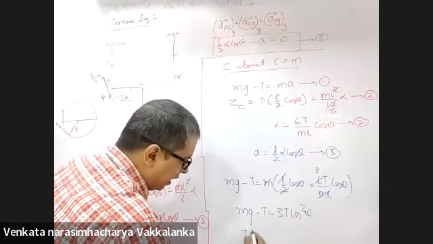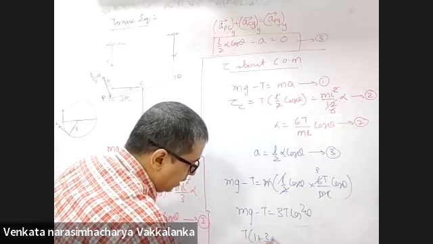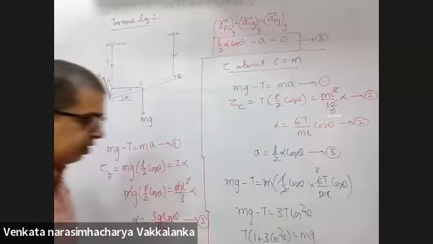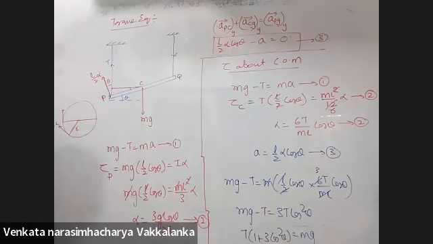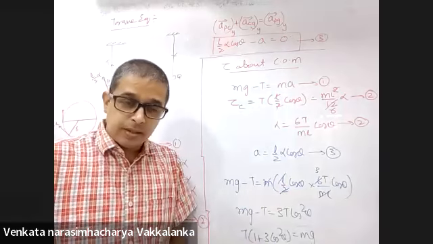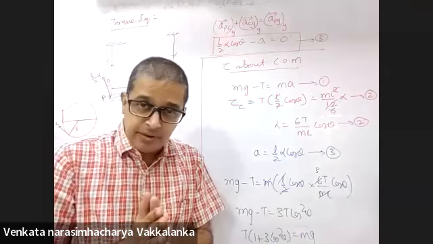Right? Take T to the right. T into 1 plus 3 cos square theta is equal to mg. Bring this 1 plus 3 cos square theta to the denominator. I will get T. Yes or no? Now listen carefully.